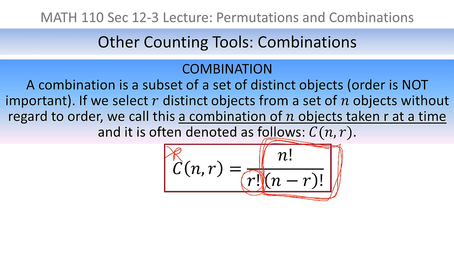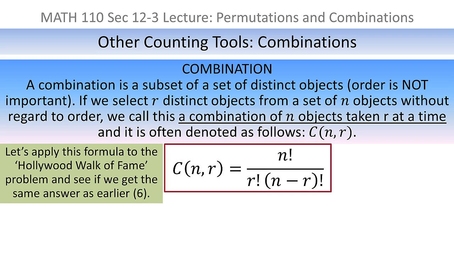So again, I'm not going to derive the formula, but that is the formula for a combination. It's the formula for permutation with an extra factor in the denominator, that factor being r factorial. Let's go back and use this Hollywood Walk of Fame example to see if we can get the same answer we did before. Remember, we got 6.